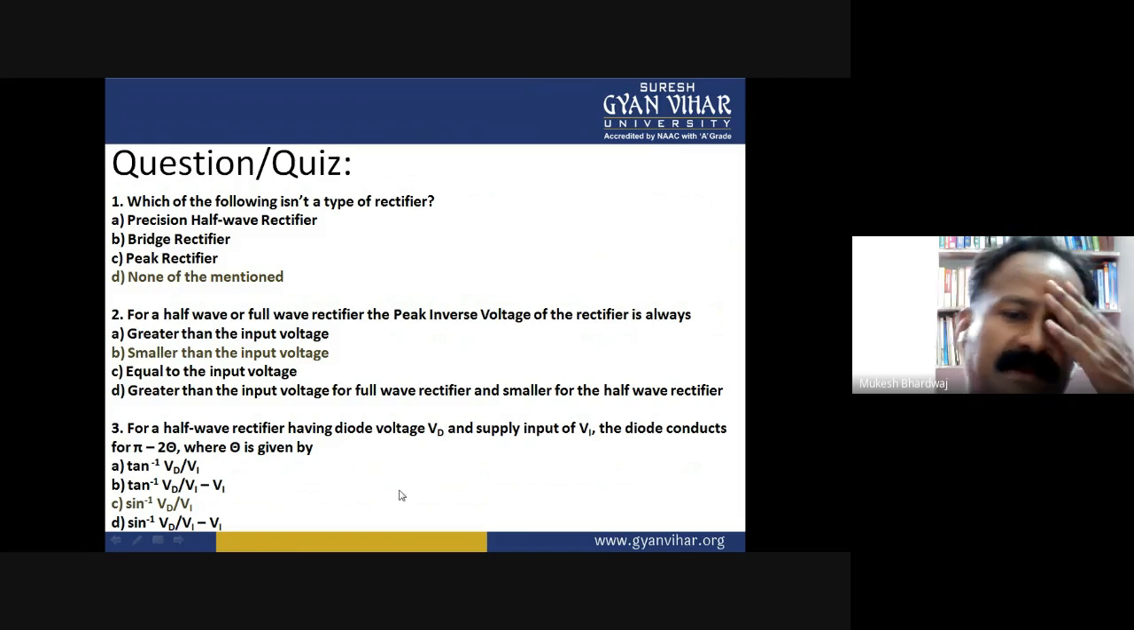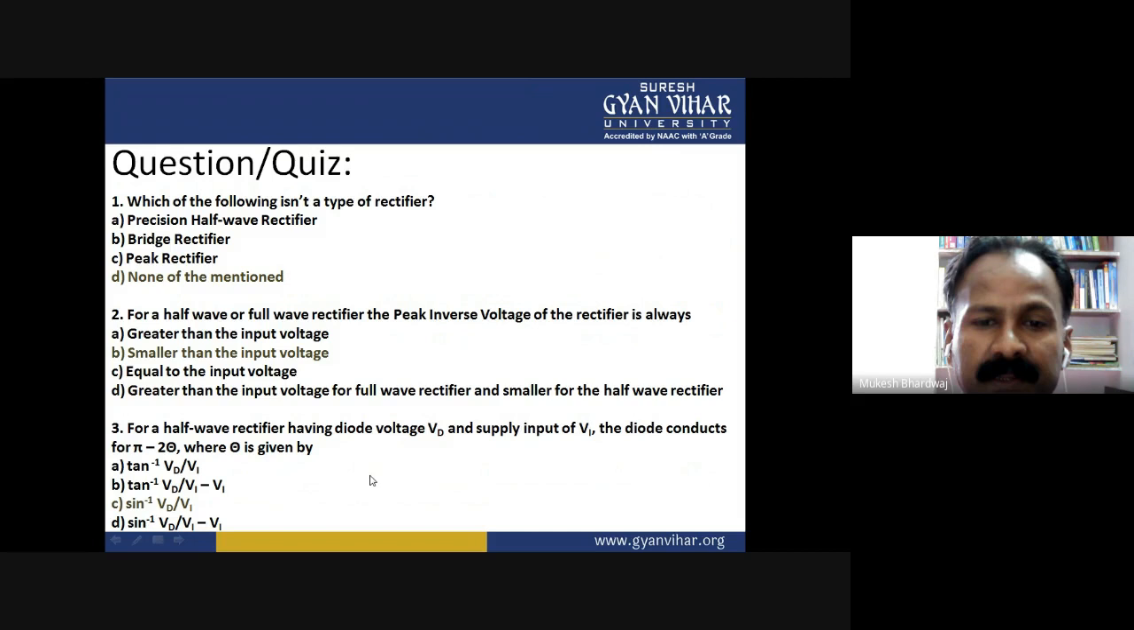For a half wave rectifier having diode voltage Vd and supply input of V1, the diode conducts for pi minus 2 phi, where phi is given by. When we go through the solution of the theory, we find that option C is the right answer, sine inverse Vd by V1.